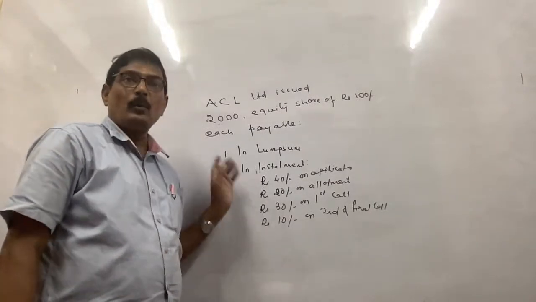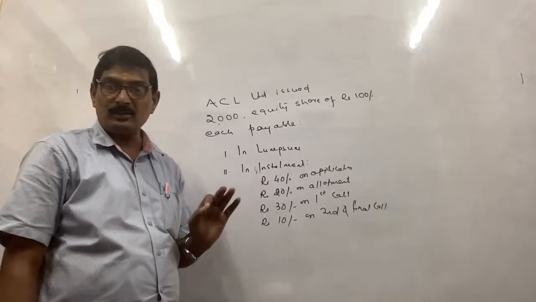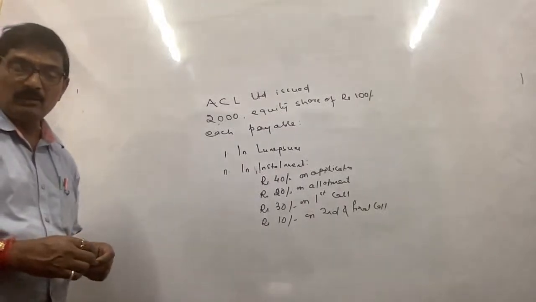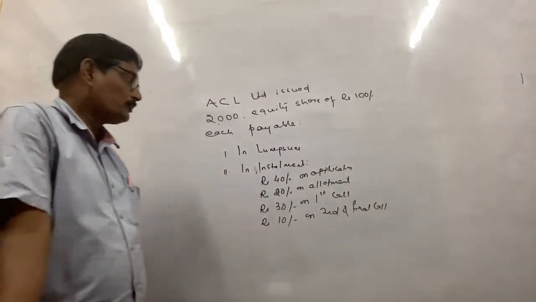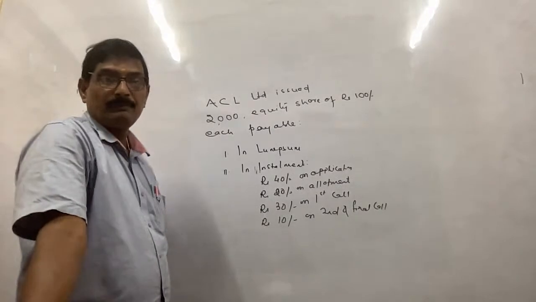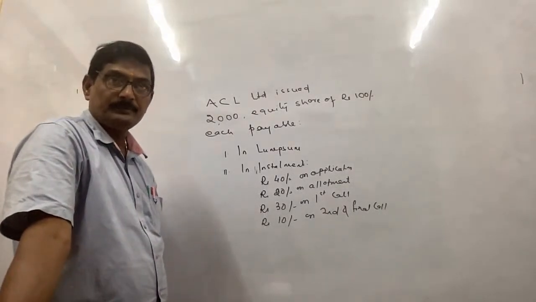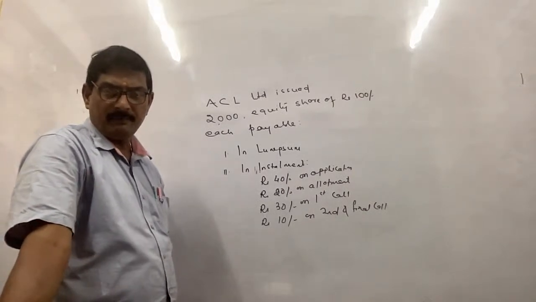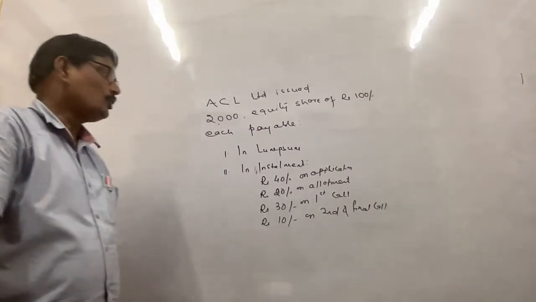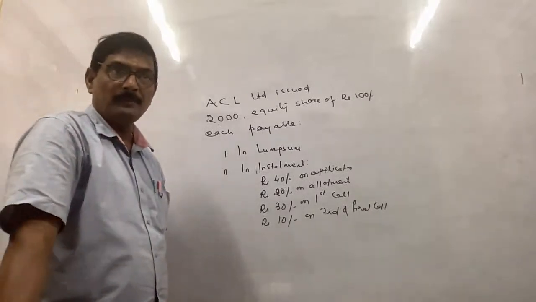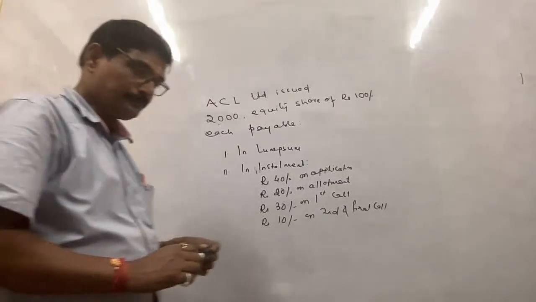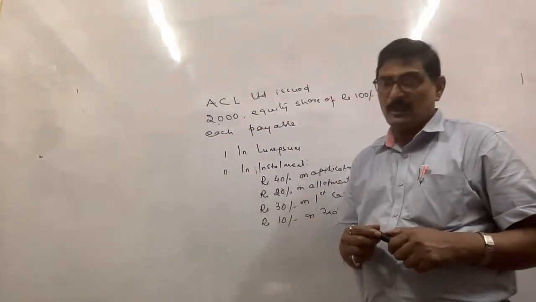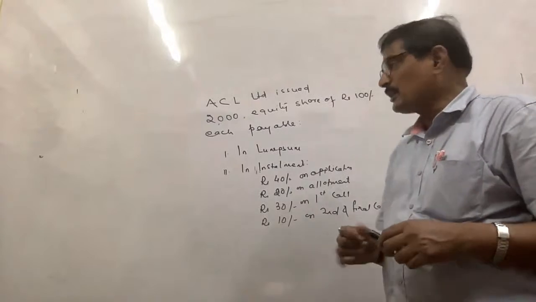Now see, when application money is received, the entry will be bank account debited to share application account, 2000 into 40, that is 80,000 rupees. Then for transfer of application money, share application account debited to share capital, 80,000.